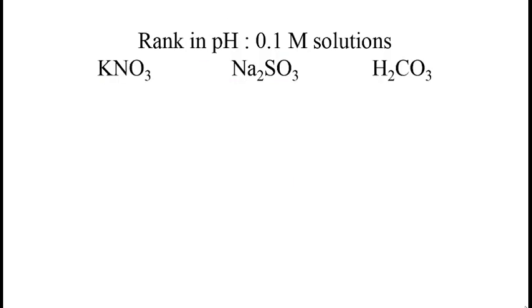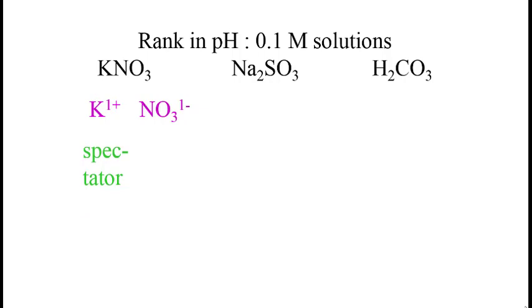In this question, we are asked to rank 0.1 molar solutions of potassium nitrate, sodium sulfite, and carbonic acid in pH. Which has the lowest pH and which has the highest? Let's start with potassium nitrate. Hopefully by now, we can recognize this as an ionic compound, with potassium ions and nitrate ions. We know that potassium will be a spectator ion, and we do not expect it to affect the pH.